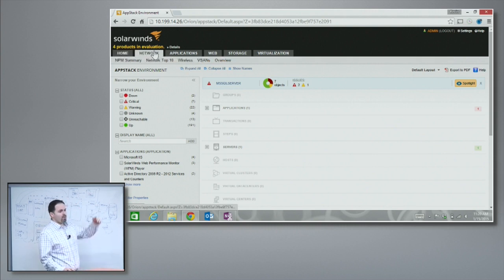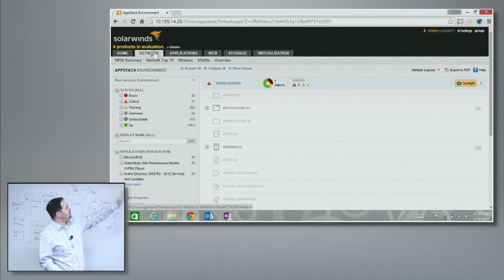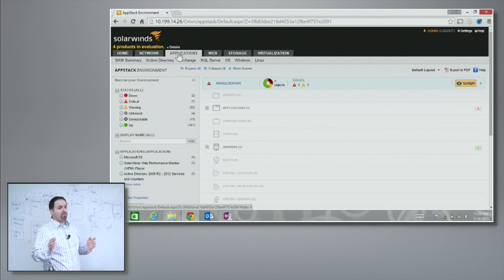So when we get to the network tab, this is the Network Performance Monitor. This literally gives you all of the response time and your network device monitoring. Applications refers to the Server and Application Monitor product. Again, this is all running on the same Orion core platform. This is where we're gathering information about server hardware and operating systems, and we're also able to monitor those applications through those different mechanisms that we just talked about.